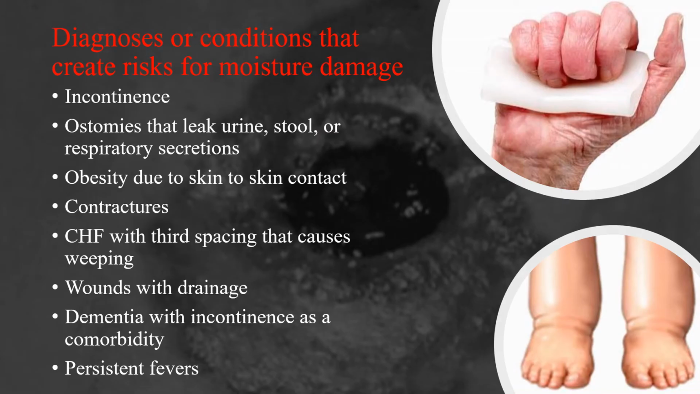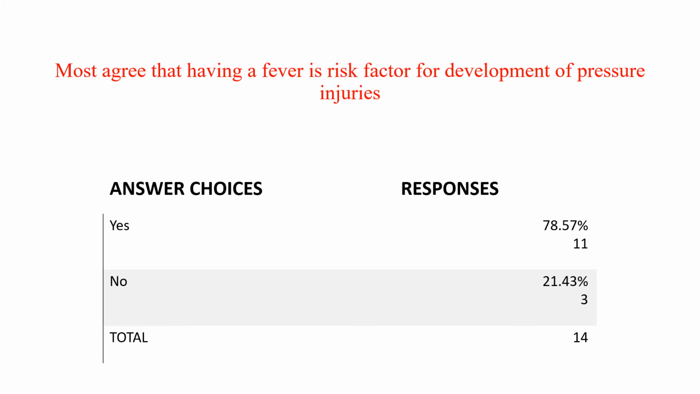Diagnoses or conditions that create risk for moisture damage include incontinence, ostomies that leak urine, stool, or respiratory secretions, obesity due to skin's contact, contractures, congestive heart failure with third spacing that causes weeping onto the skin, wounds with drainage, dementia with incontinence as a comorbidity, and persistent fevers. As part of my pretest, I threw in a question about fevers to gauge the staff's perspective. More than half of the staff recognized that having a fever can predispose the skin to moisture.